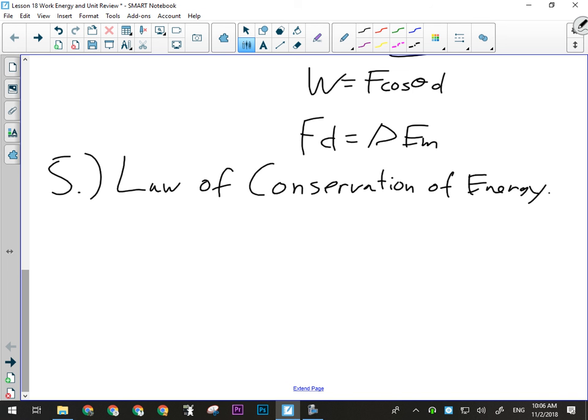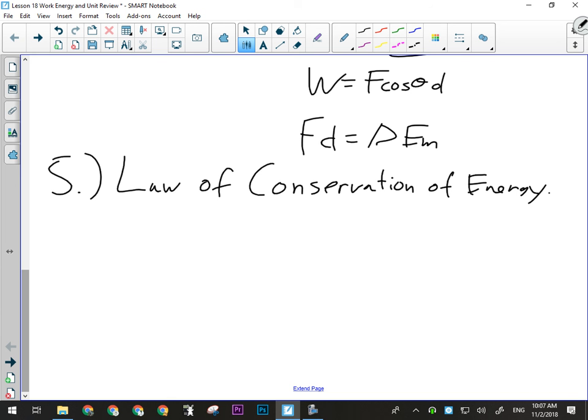How do you know if a problem is a law of conservation of energy problem or a work energy theorem problem? Like, how can you tell the difference? Because they give you a lot of the same information, right? They give you a final velocity and an initial velocity. They might give you a final height and an initial height. They give you a lot of similar information. What will a work energy theorem problem give you that a law of conservation of energy question will never give you?